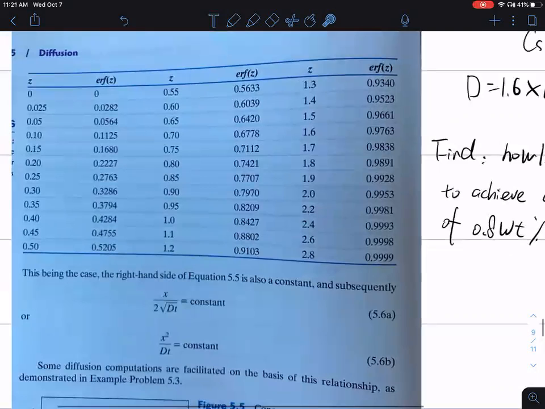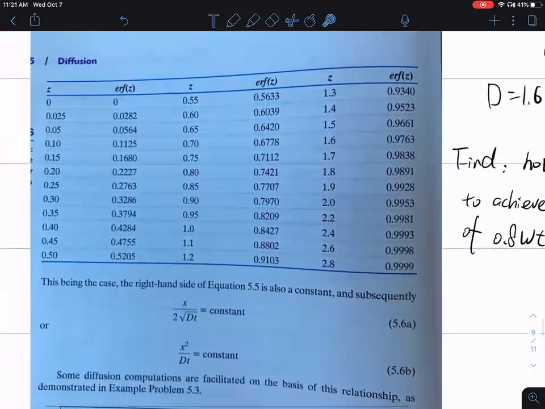So let's look at this table here. On this table, let's look at the head. We have Z and ERFZ. That tells us the corresponding value if we know Z. If we know Z, we can read out what is ERFZ. Or another way, if we know the error function value, we can look up the values under ERFZ and find the corresponding Z.